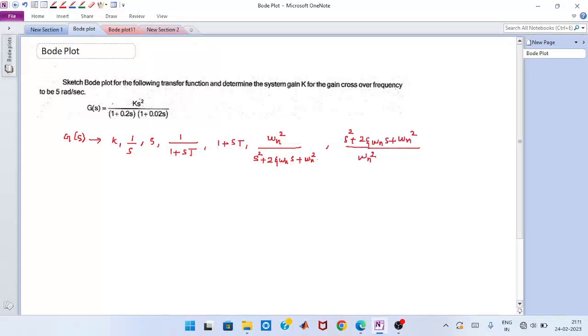So this is the first step. You have to ensure G(s) contains any of these. If not, try to convert it into a standard format. But here our problem is already in the standard format, so there is no need of conversion, right? That is the first step.